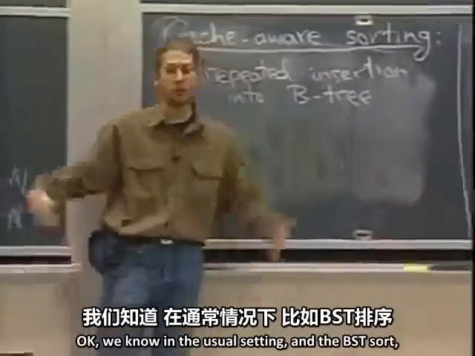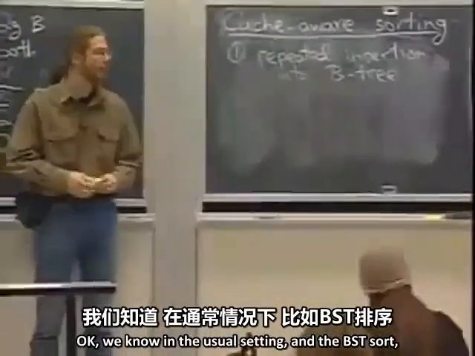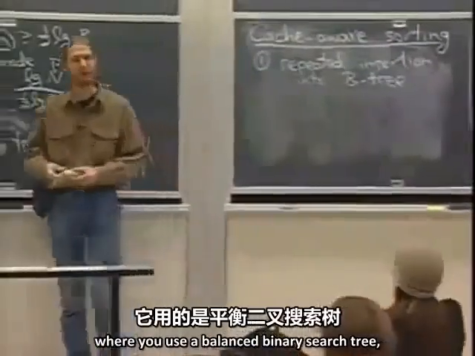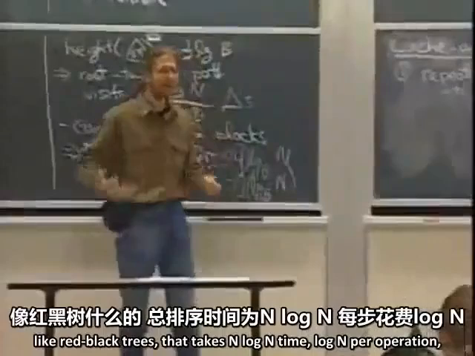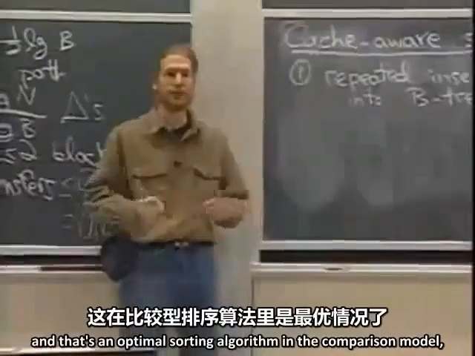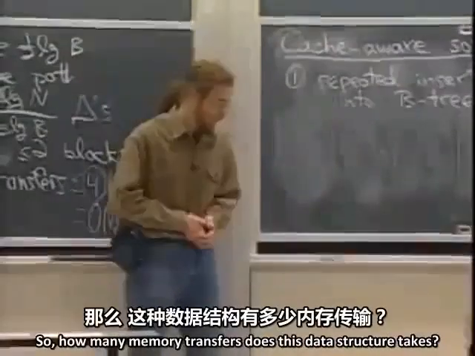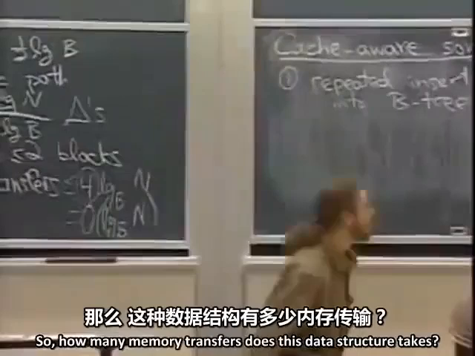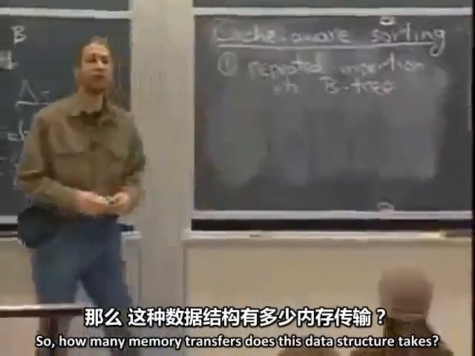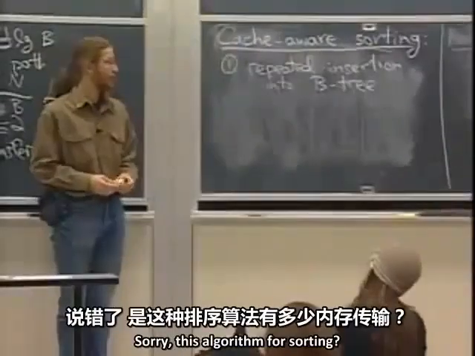We know in the usual setting, BST sort, where you use a balanced binary search tree like red-black trees, takes n log n time, log n per operation. And that's an optimal sorting algorithm in the comparison model. Only thinking about the comparison model here. So how many memory transfers does this algorithm for sorting take?